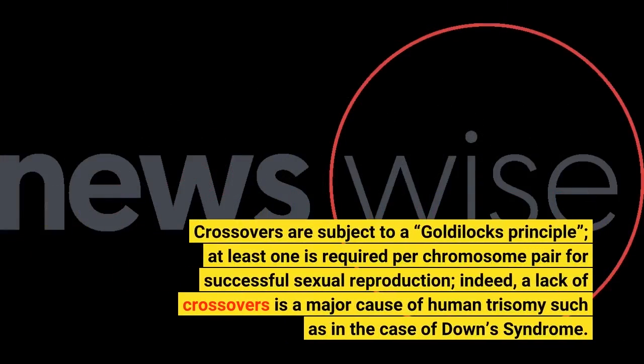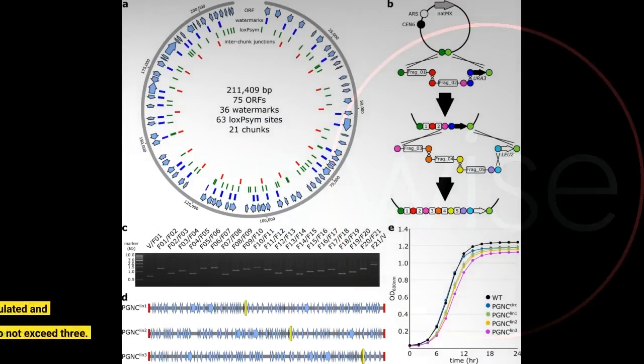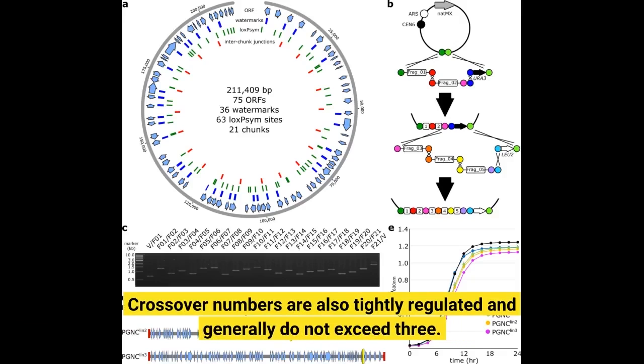Crossovers are subject to a Goldilocks principle. At least one is required per chromosome pair for successful sexual reproduction. Indeed, a lack of crossovers is a major cause of human trisomy, such as in the case of Down syndrome. Crossover numbers are also tightly regulated and generally do not exceed 3.